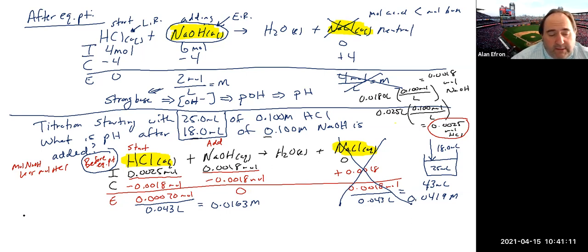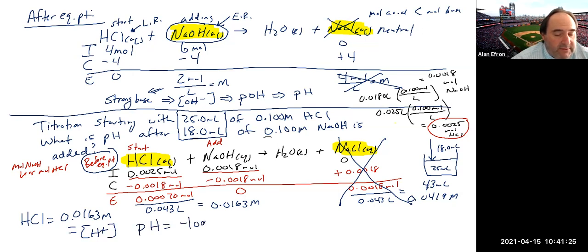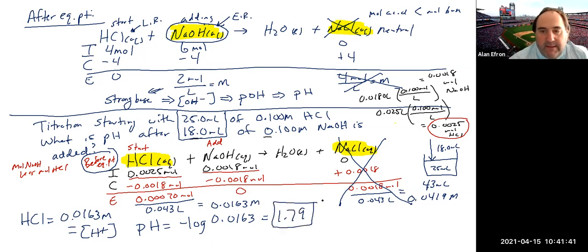That means that really what we have at this point is HCl that has a concentration of 0.0163 molar. And because that's HCl, that is also the H plus concentration. That means we could go into our pH, which is minus the log of 0.0163. What did I get there? 0.0163. There we go. And that gives us a pH of 1.79 at this point. Any questions on that calculation?